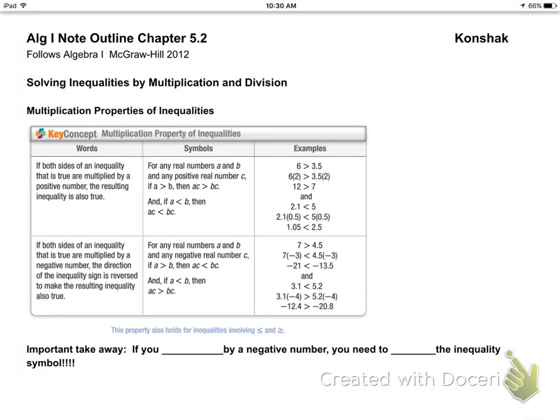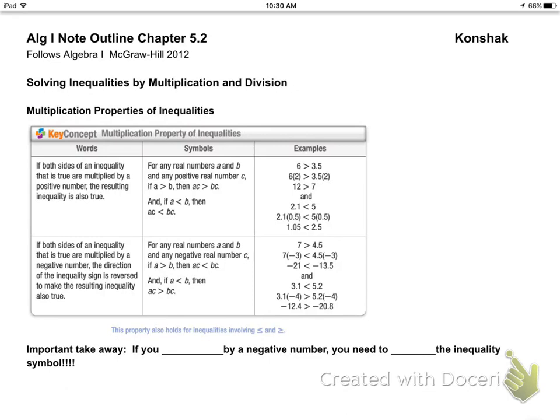So, Algebra 1, this is 5.2. We are going to be solving inequalities by multiplying and dividing today. Last lesson was on adding and subtracting. What this comes down to, guys, is that all the same rules that we've been using for solving equations, in this case, one-step equations, you still can do here.